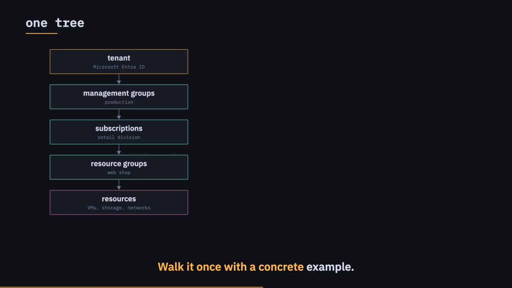Walk it once with a concrete example. Contoso's tenant holds a management group called Production, which holds a subscription for the retail division, which holds a resource group for the web shop, which holds the shop's virtual machines and storage.